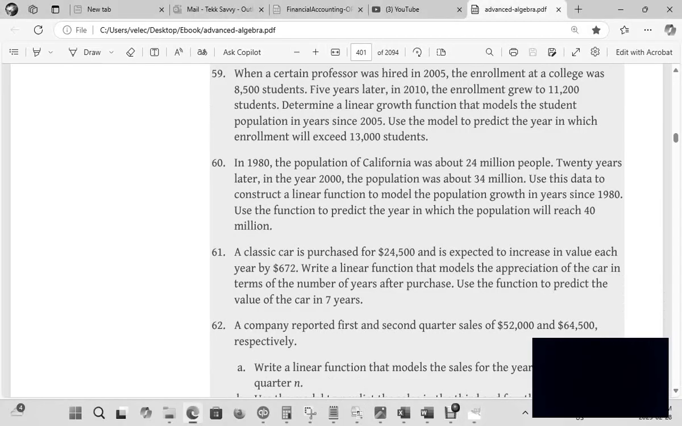Now they need a linear function that models the appreciation. Notice the word over here. This is not depreciation. Appreciation is the rise in value, the increase in value of the car in terms of the number of years after purchase. So if you don't drive the car, if it's going to sit at one place, apart from the rust, the car may climb up in value.